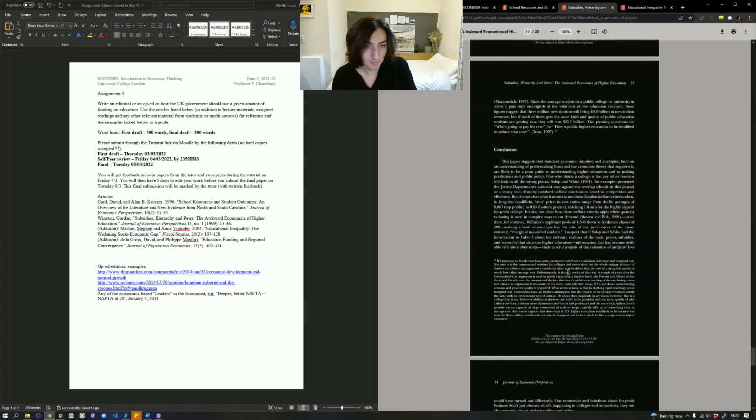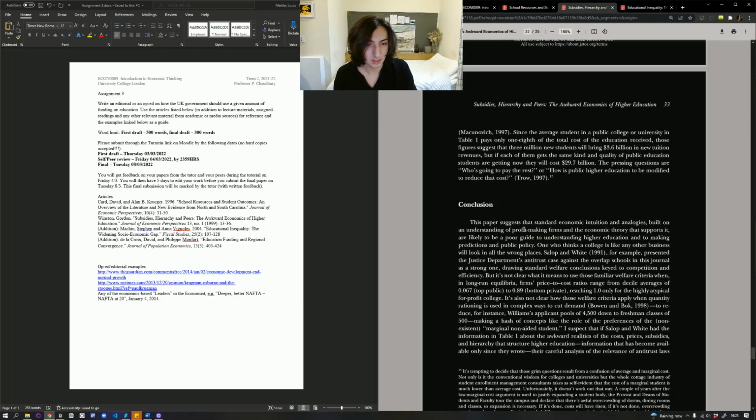You can see here, conclusion. This one is fairly short. This paper suggests that standard economic intuition and analogies, built on an understanding of profit-making firms, are likely to be a poor guide. Hold on, let me zoom in actually. Basically, if you're treating education with standard economic intuition on profit making, then it's going to be a poor guide for understanding how to make policy for education.